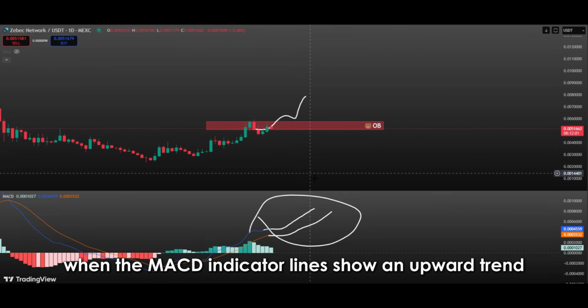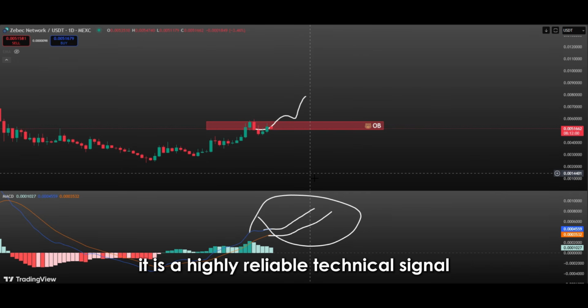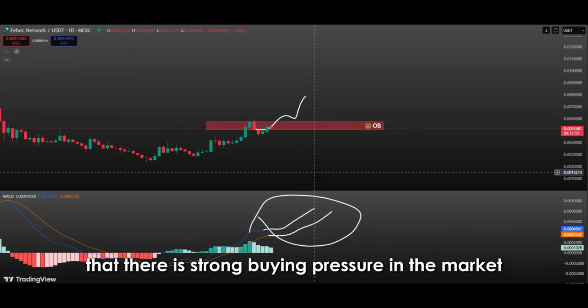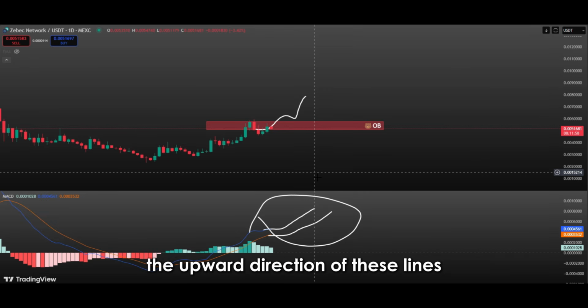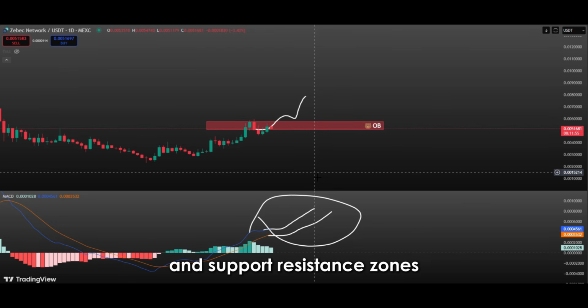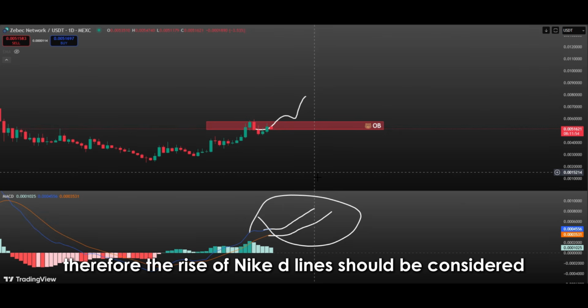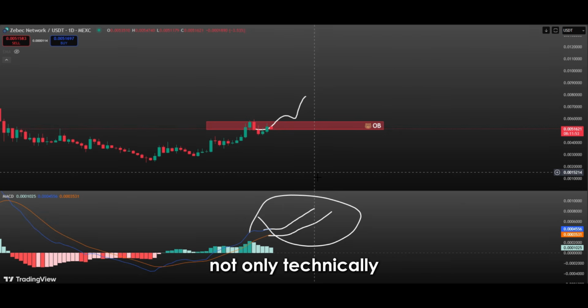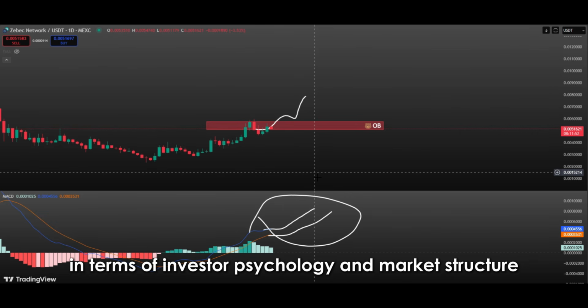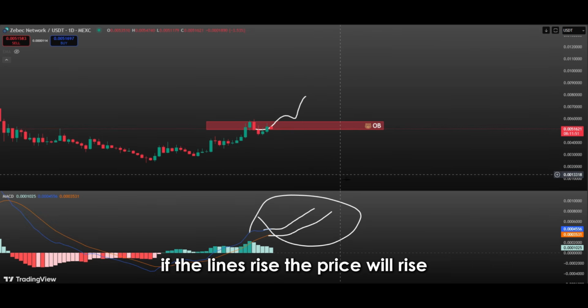In conclusion, when the MACD indicator lines show an upward trend, it is a highly reliable technical signal that price movement is gaining positive momentum and that there is strong buying pressure in the market. The upward direction of these lines indicates the strength of the trend, increasing momentum, and the continued healthy rise in prices. Especially when combined with other technical indicators and support resistance zones, this setup offers strong and reliable buying opportunities for investors. Therefore, the rise of MACD lines should be considered not only technically, but also as a highly positive and supportive signal in terms of investor psychology and market structure. If the lines rise, the price will rise.